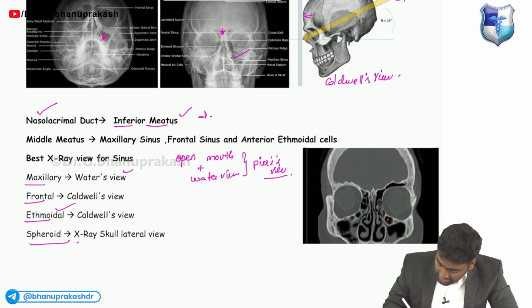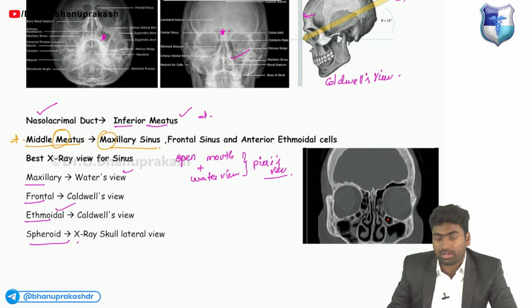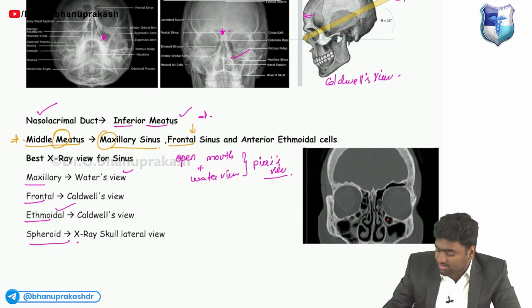Okay, then about the medial meatus you need to remember. See, in the medial meatus, M for M, it will have the maxillary sinus. फिर उसके बाद above this maxillary sinus we have the frontal sinus.